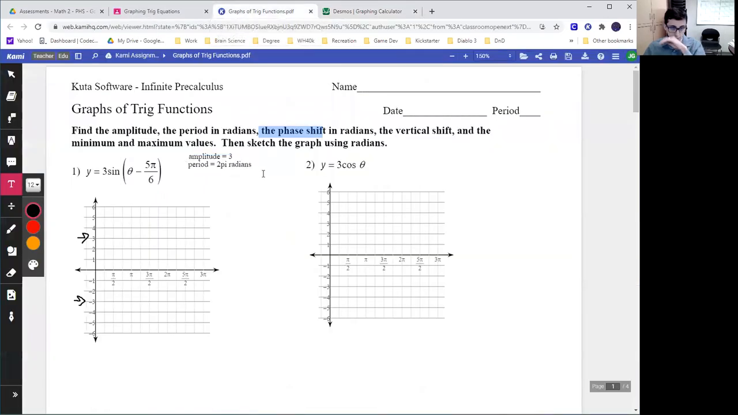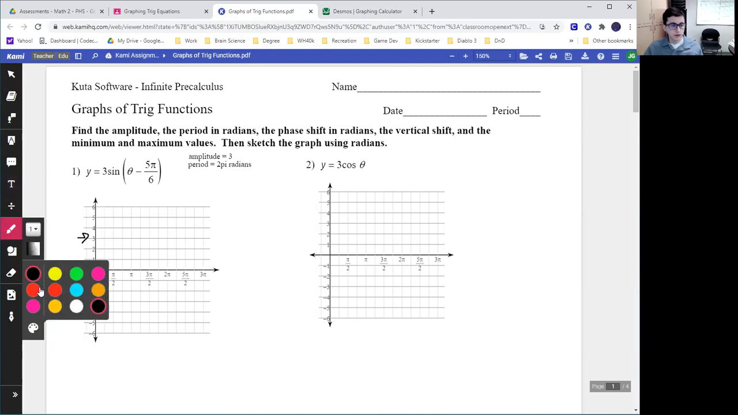Okay. So our amplitude is 3, and our period is 2 pi radians, and our phase shift is that this graph is going to move to the right, 5 pi over 6 radians. So what that means is the entire graph. So let's go ahead and graph this graph, but without this. So let's pretend this isn't here.